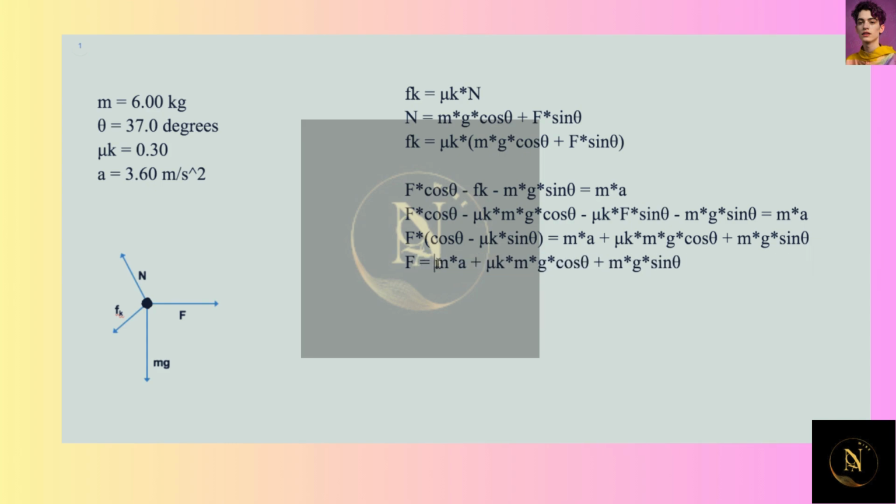So this looks like a pretty messy expression, but all of these are variables that we know. So we know that m is 6. We know the acceleration here is 3.6. Mu k is 0.3. G is 9.8. And theta is 37 degrees. So we can just plug in everything directly here. And when we do that, we should find F equal to 115 newtons.